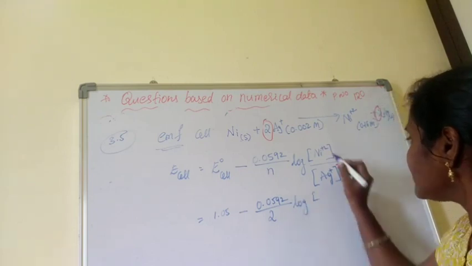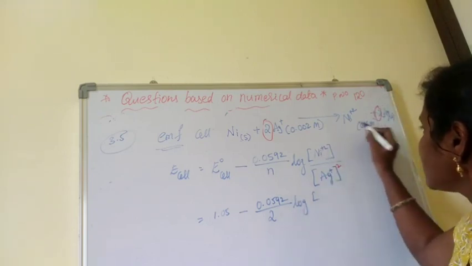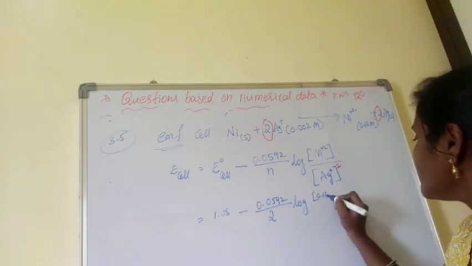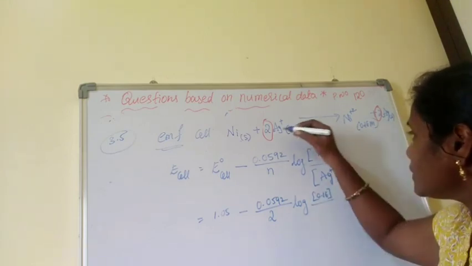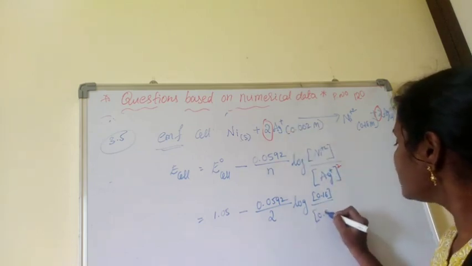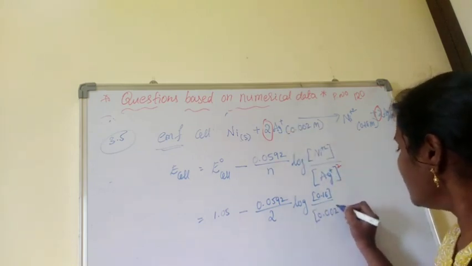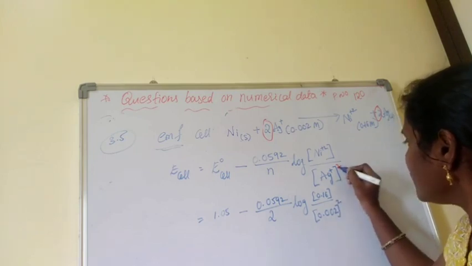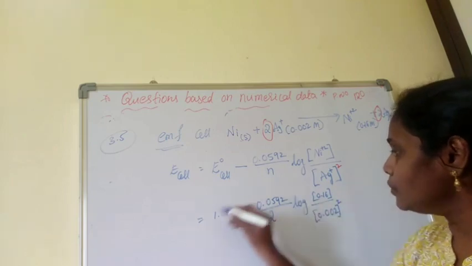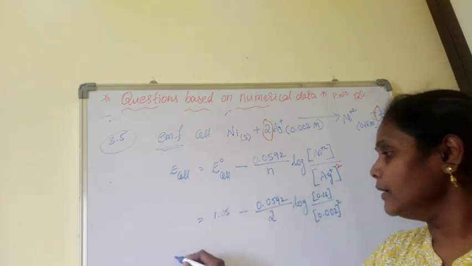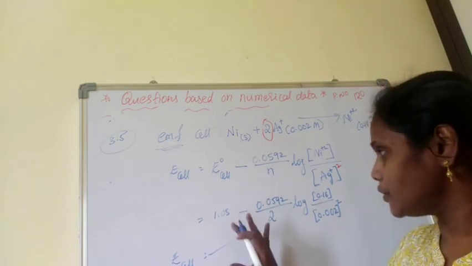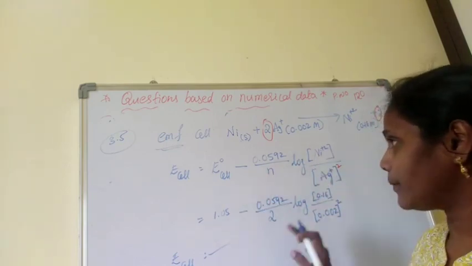Log. What is the concentration of nickel plus 2? See here, he has given it nicely: 0.16 molar. Then what is the concentration of silver? Silver is 0.002, but I have to write it squared because in the equation it is to the power 2, right? So if you solve this, you will get the E cell of the reaction. Simple. Just substitute, but substitute in the proper way.